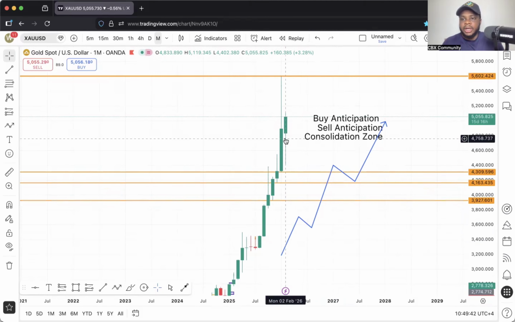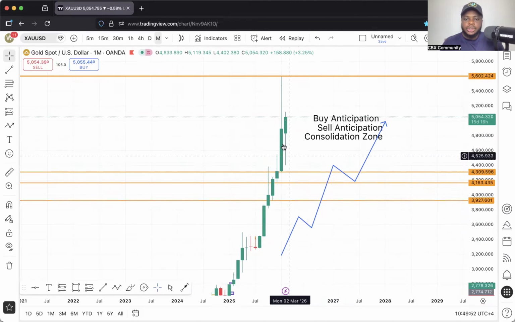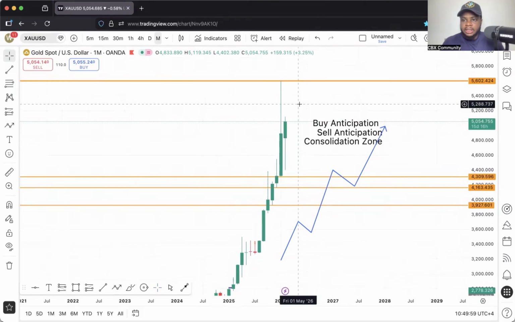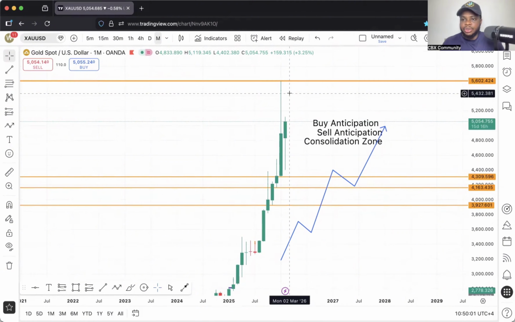So this means we are in an uptrend. And the only reason why we'll be in a downtrend is for us to see a bearish candle that will break the low of this recent month candle. So this candle created an all-time high on gold at 5602.42. Then this is the recent month candle. This was the January candle, and this candle is this month's candle.